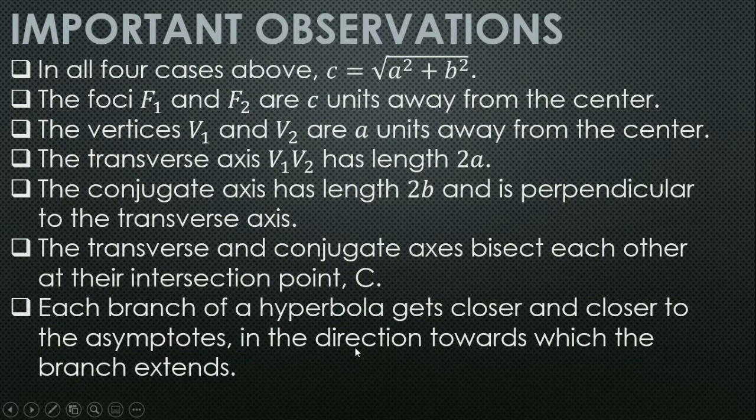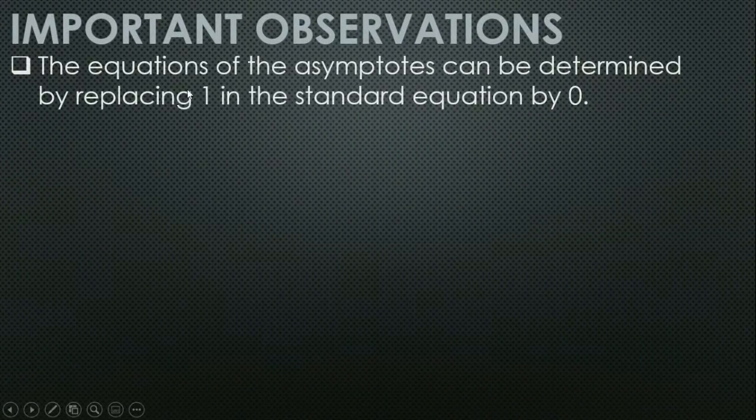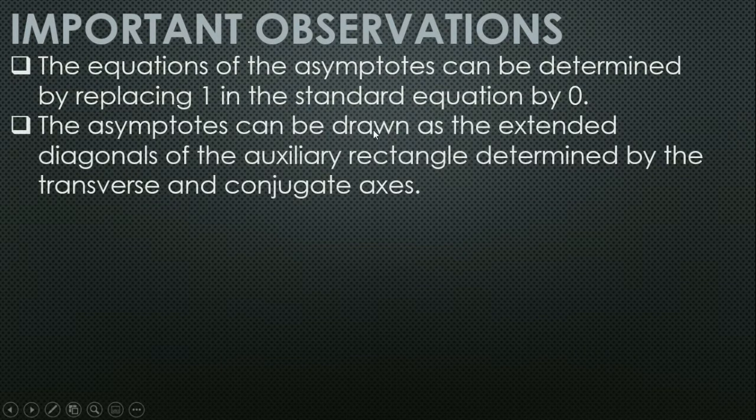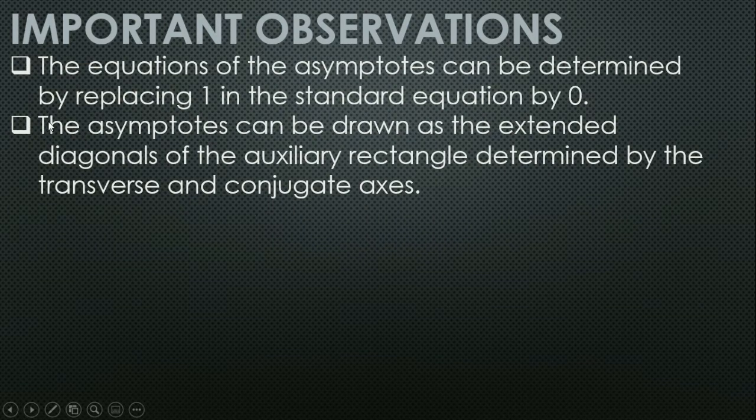Each branch of the hyperbola gets closer and closer to the asymptotes in the direction towards which the branch extends. The equations of the asymptotes can be determined by replacing 1 in the standard equation by 0, and we solve for y. The asymptotes can be drawn as the extended diagonals of the auxiliary rectangle determined by the transverse and conjugate axes. For any point on the hyperbola, although in this part hindi ko naman na i-discuss kung paano i-graph, nabanggit lang siya dito sa ating lesson.